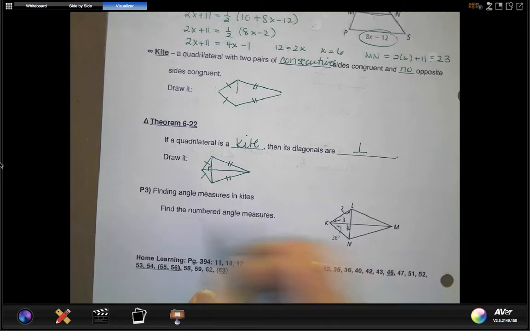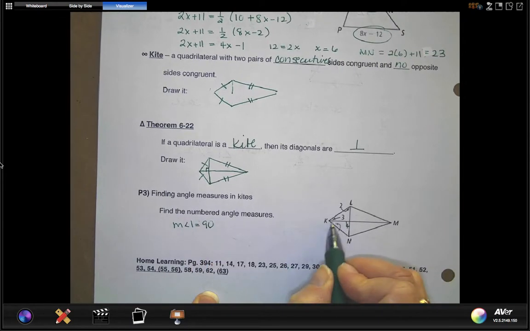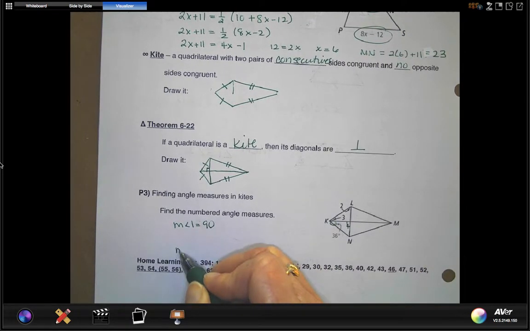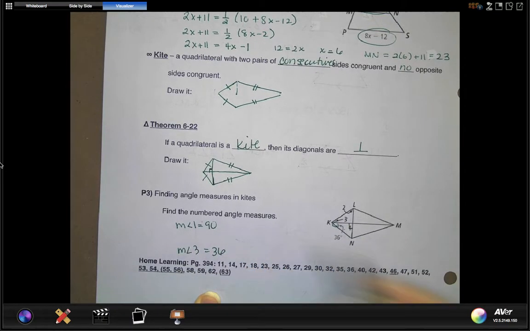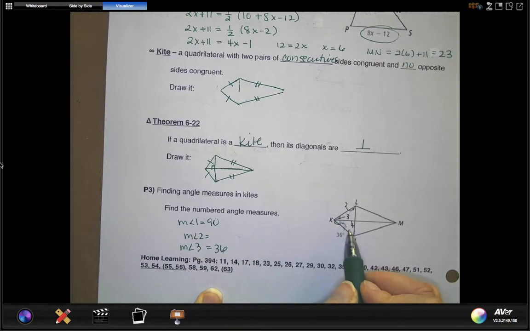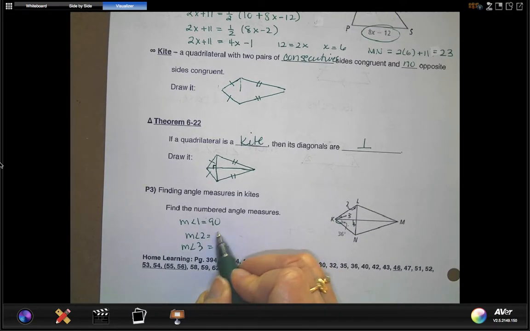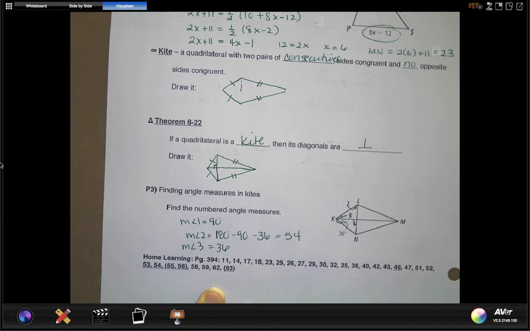So there's the perpendicular. So the measure of angle 1 is 90. You know this one is 36. 3 is also 36. These two little triangles right here are congruent to each other. So then 2 is just what's left over if I do 180 minus 90 minus the 36. I would get 54. Okay?